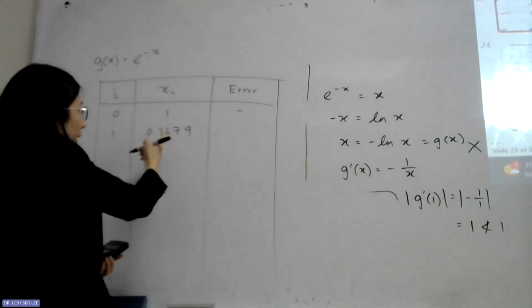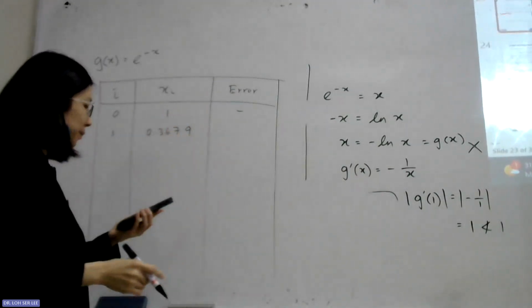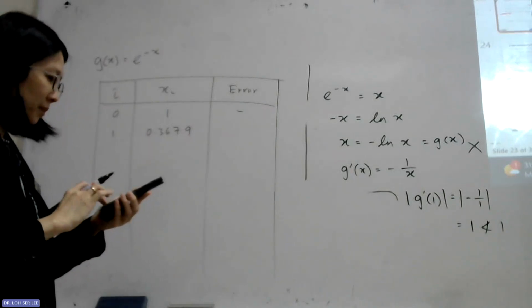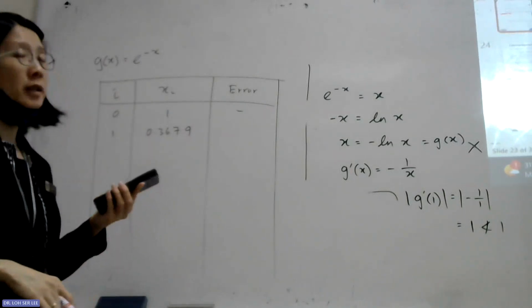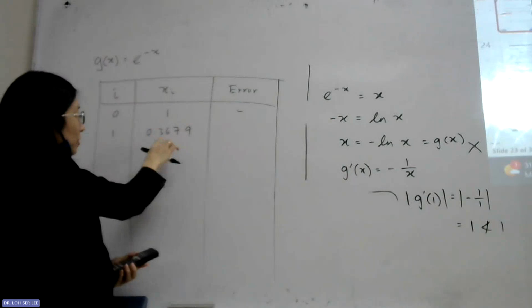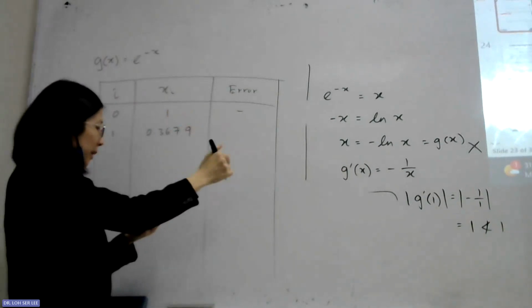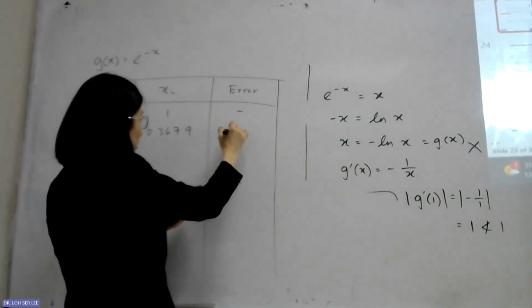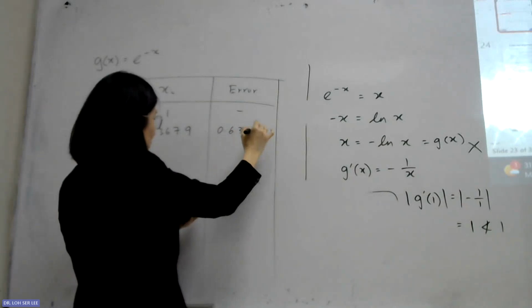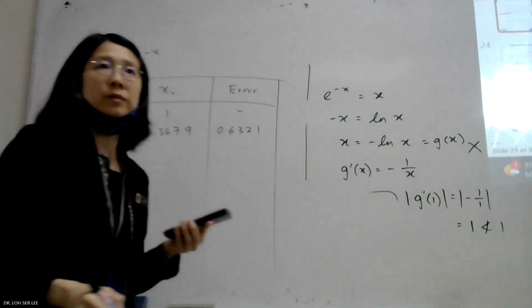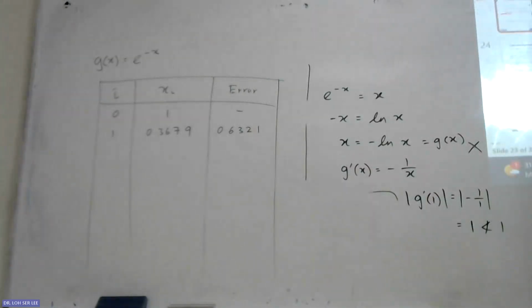Okay, and when this one minus 1, we find the difference. The difference, this one minus 1, and we take the magnitude, is 0.6321. Right?